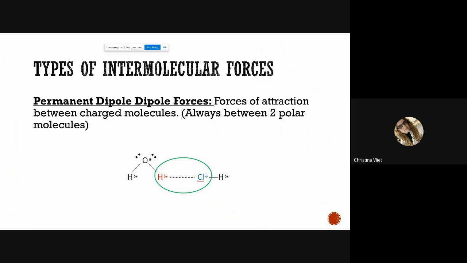Next type of intermolecular force, permanent dipole-dipole. This is what it looks like. What is this molecule here?